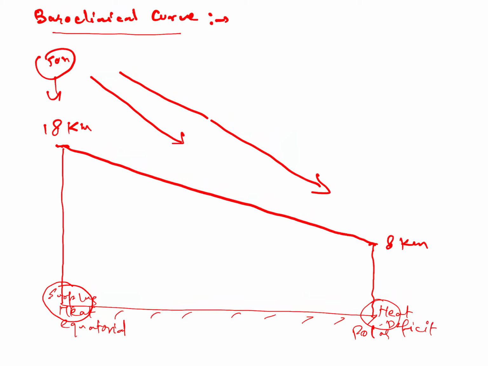Okay, because of this, please understand the pressure development in the ground condition. Because of heat surplus, high heat means air gets warmed up and rises upward, giving rise to what kind of pressure? Low pressure on the ground, and this is called equatorial lows. But in the polar region, because of heat deficit, colder air condenses, contracts and sinks downward, creating what kind of pressure? High pressure. Now this is the ground condition.